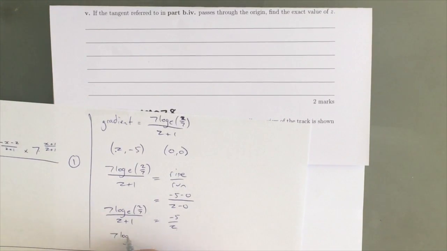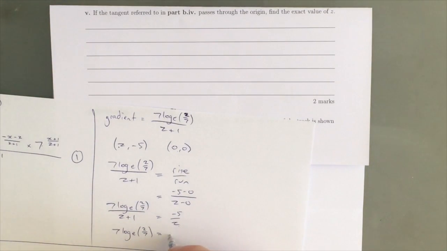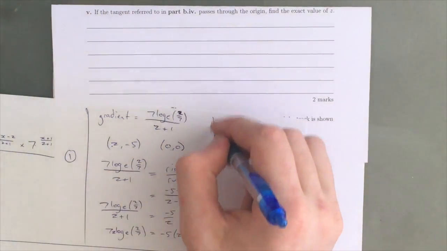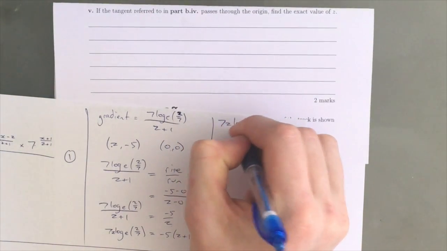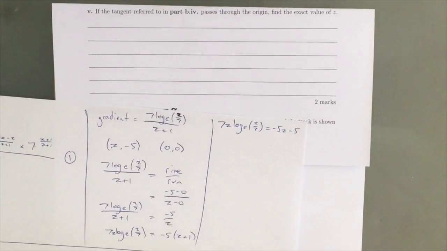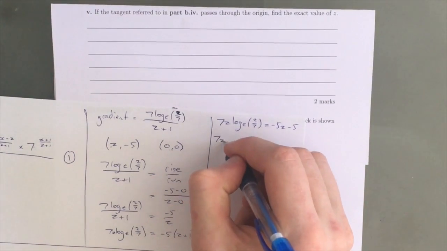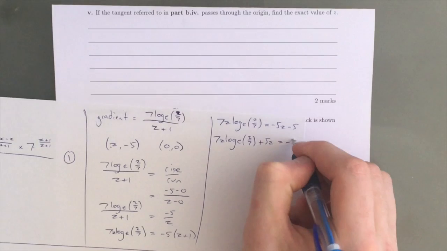We multiply both sides by z plus 1, which gives us negative 5 times z plus 1. And this z we can times to the other side. So we get 7z log e of 2 on 7 equals negative 5 times z plus 1. Awesome. And then what happens is we get 7z log e of 2 on 7 equals negative 5z take 5. Then we want to get the z's on the same side, so we add 5z here. So we've got 7z log e of 2 on 7 plus 5z equals negative 5.